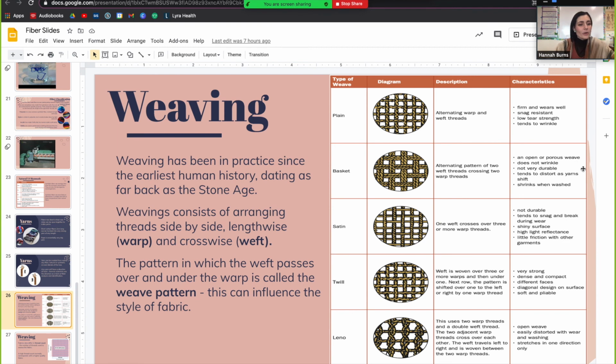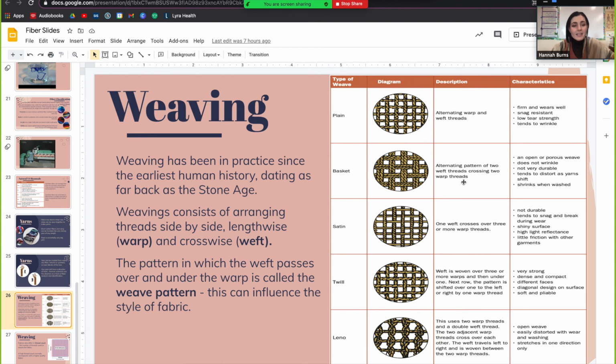This is more open or porous, and basket weaving is one of the earliest forms of weaving that we can find in history. It doesn't wrinkle, but it's also not very durable. It tends to distort as the yarns will shift through these gaps here, and it does shrink when it's washed.